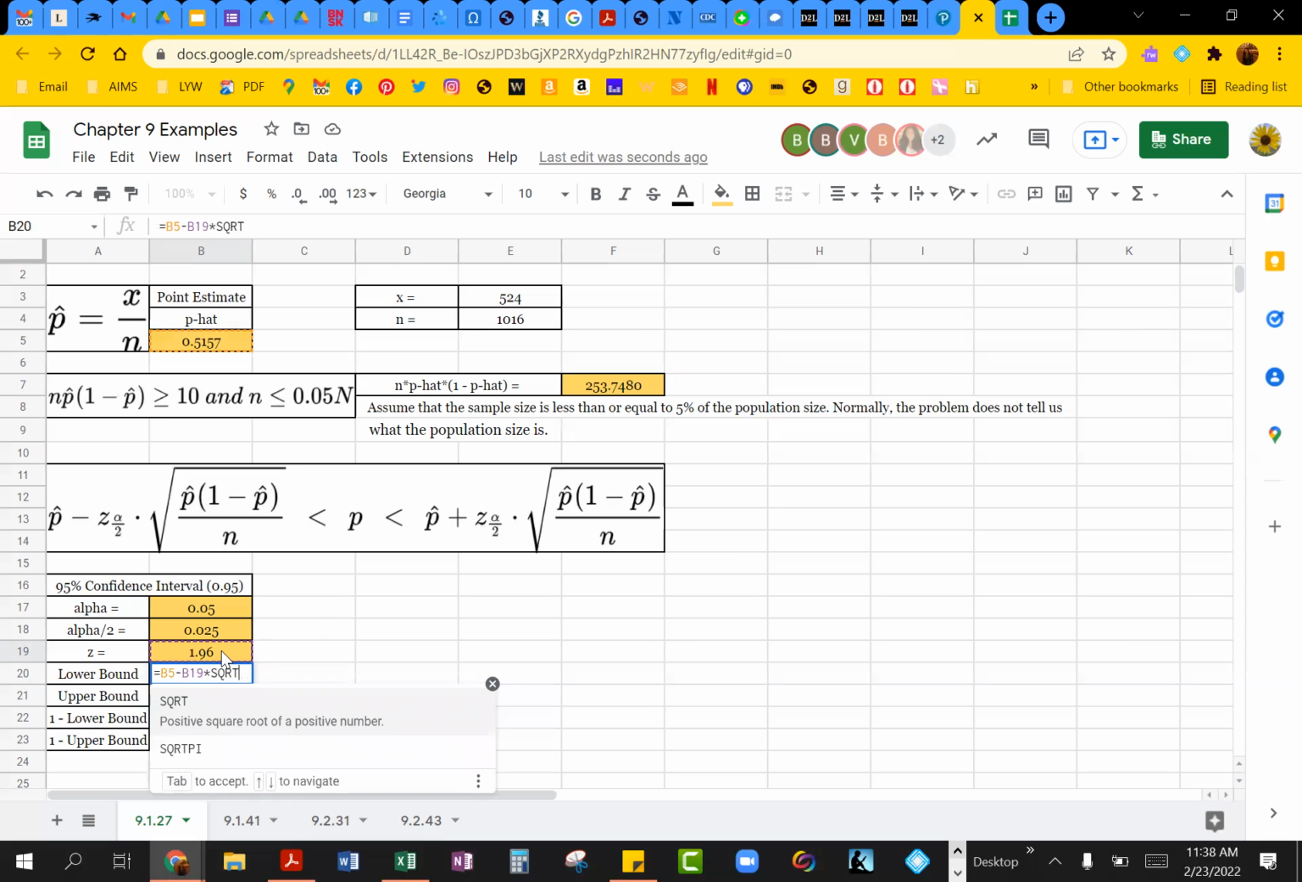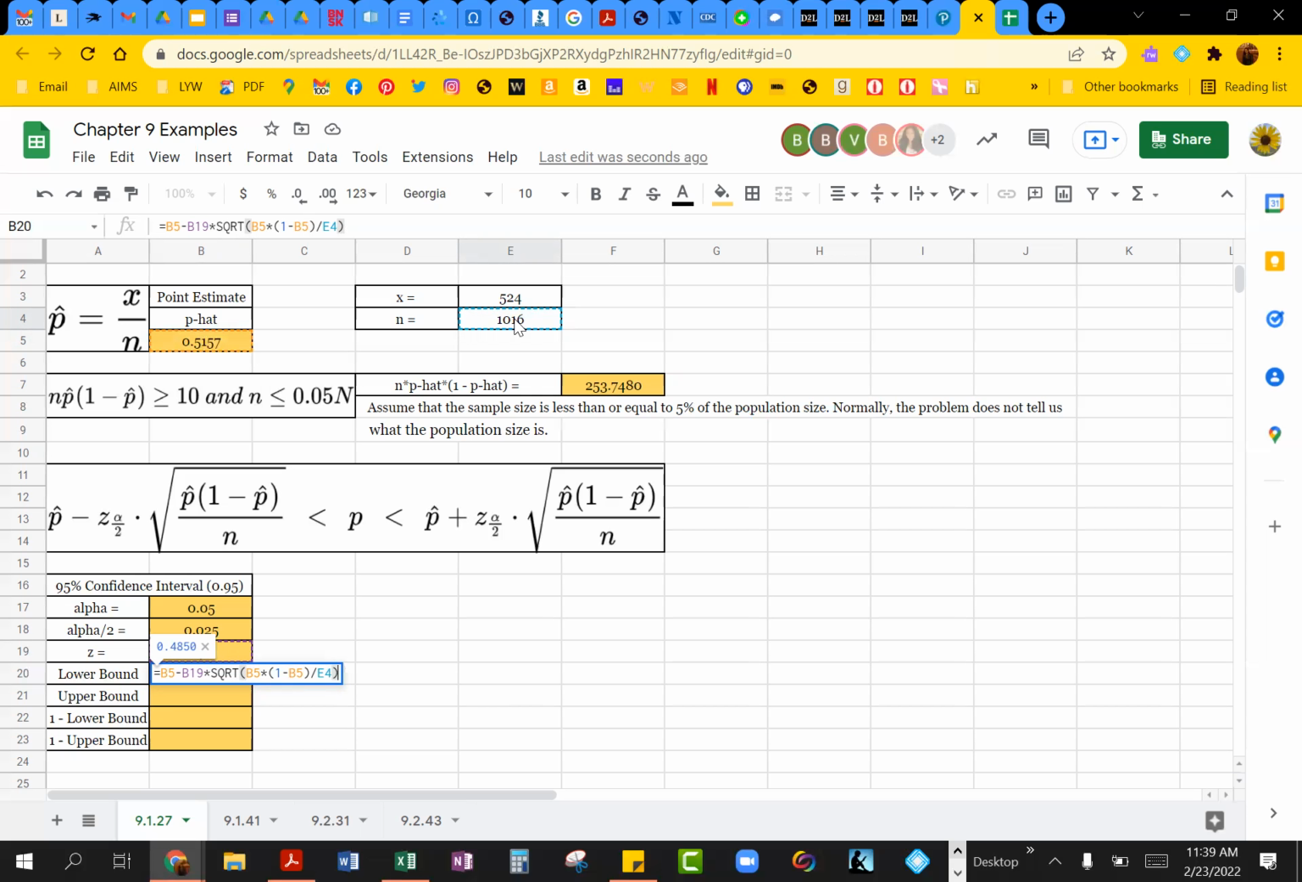So sqrt, open parentheses. Then again, we are doing p hat. So go back to the top, times, and then you're doing 1 minus p hat. So again, in parentheses, we'll do 1 minus, click on that p hat cell again, close parentheses. So this is just the numerator, guys. We did p hat times 1 minus p hat, and then you're dividing by n, and the n value is going to be the 1016. So click on that cell. And now you will see when I close parentheses, this close parentheses is actually for the entire square root function. So in parentheses, we're putting that entire square root.